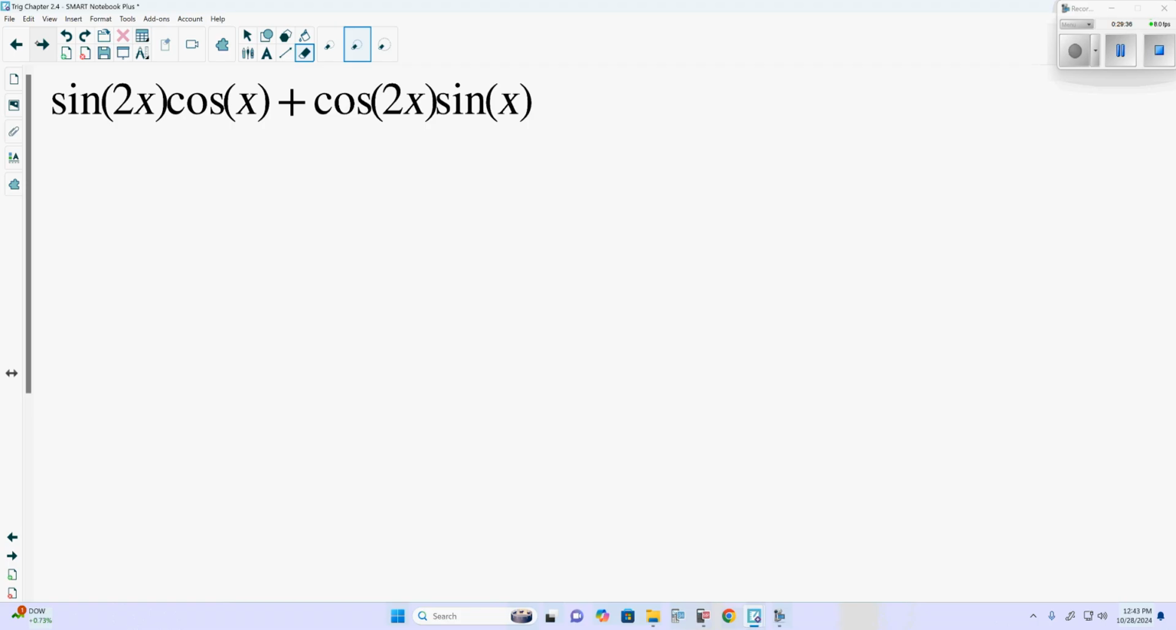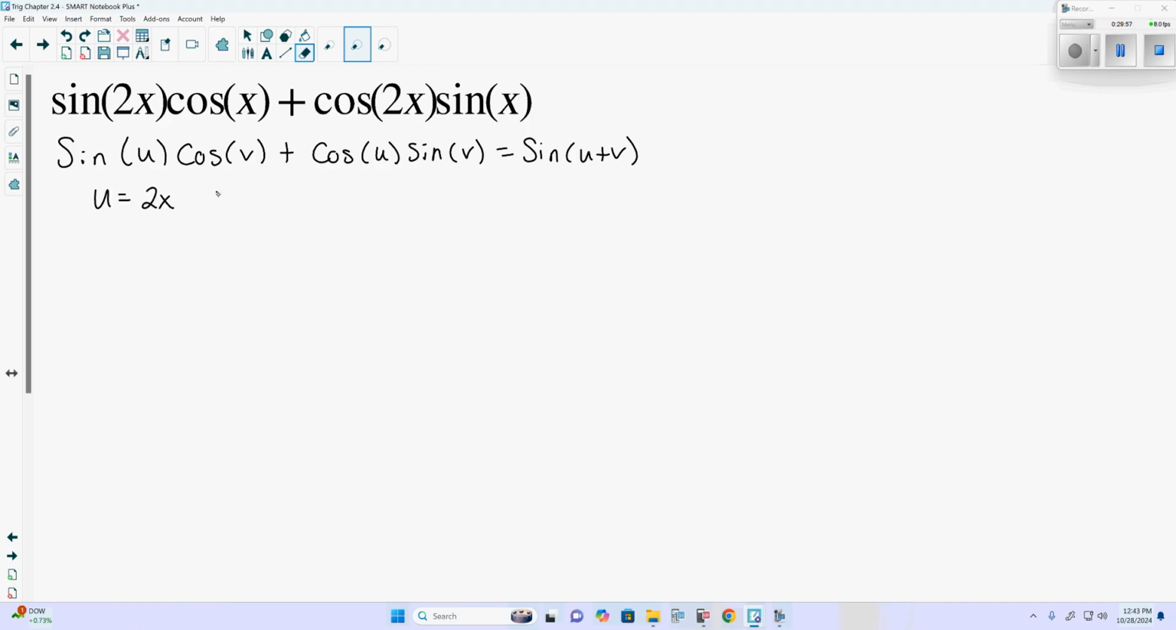Sine of 2x, cosine of x, plus cosine of 2x, sine of x. Well, sine of u cosine of v plus cosine of u sine of v, the sum formula. This time u is 2x, v is x. So for this one here, all it's telling us is that it's reducing it to sine of 3x.